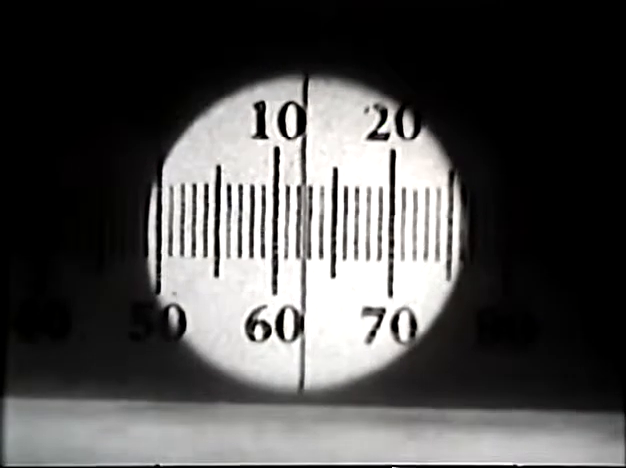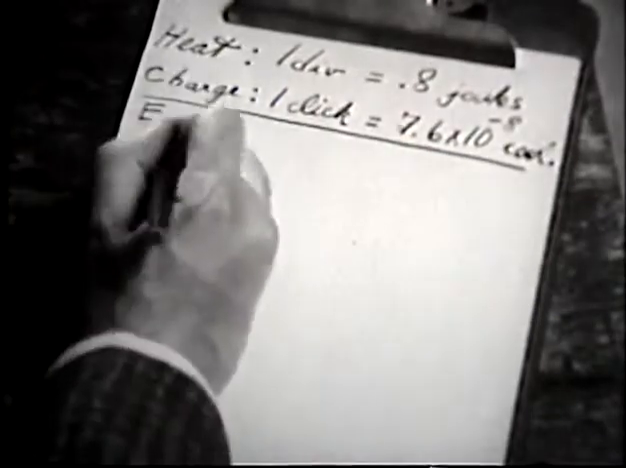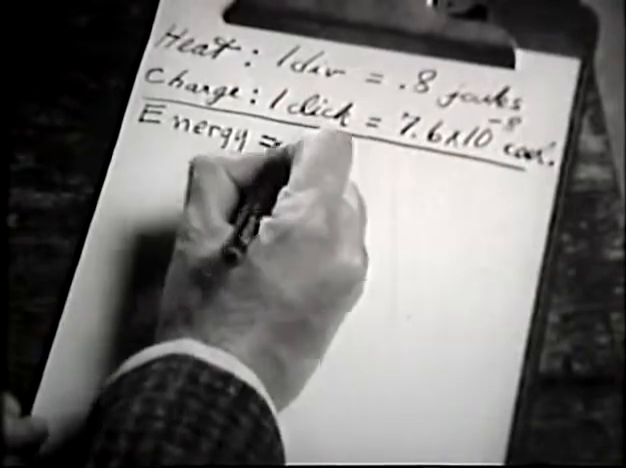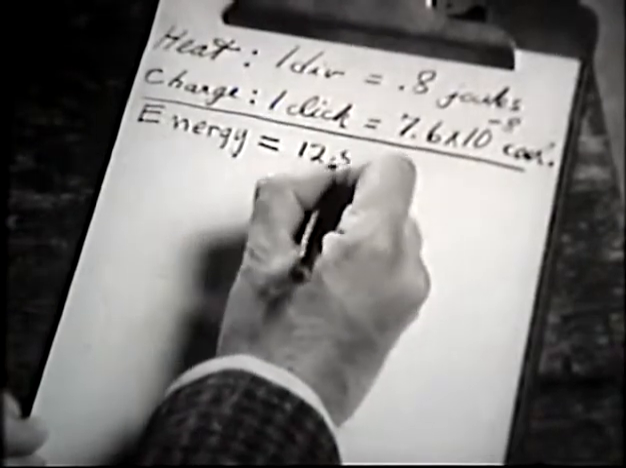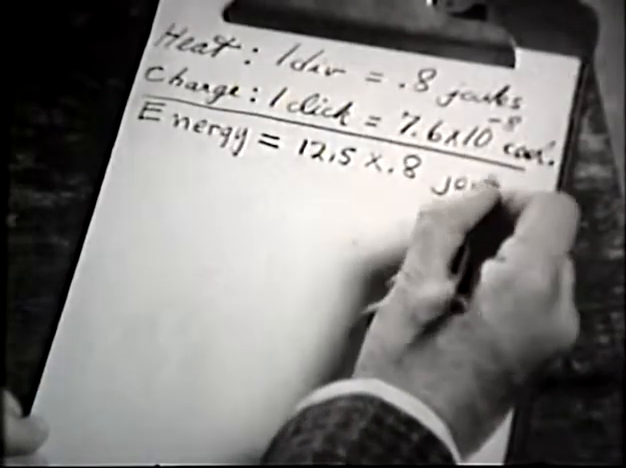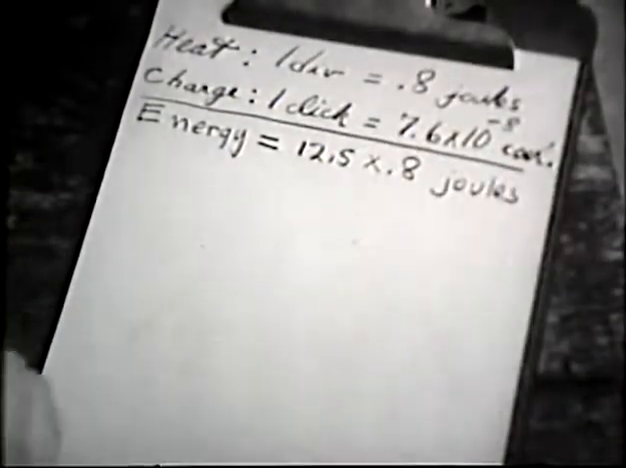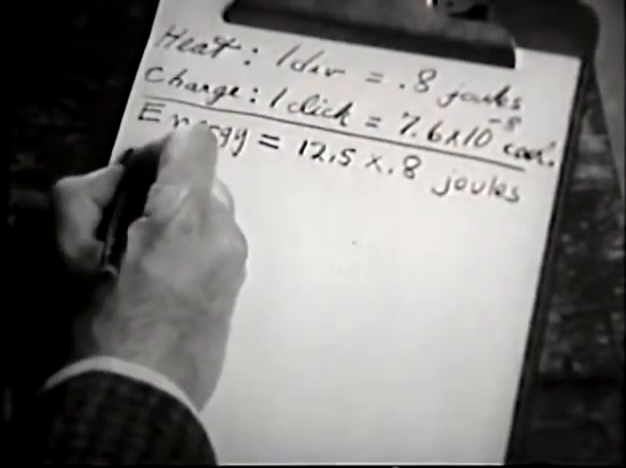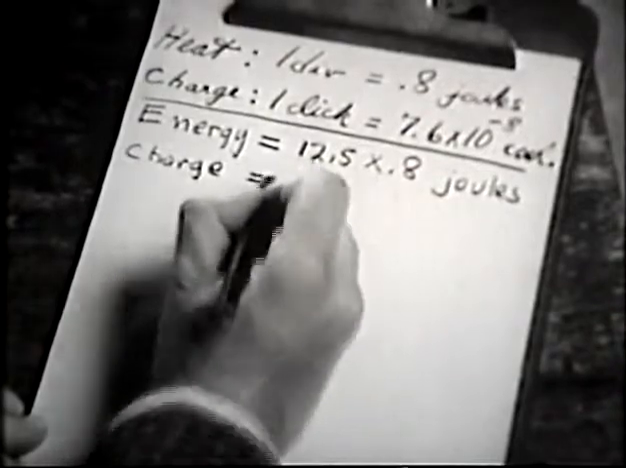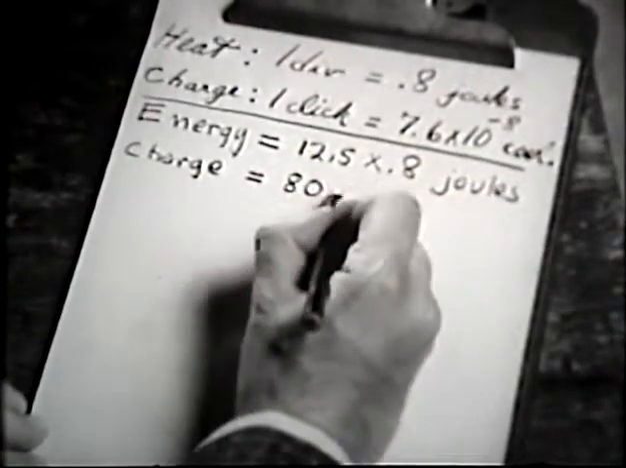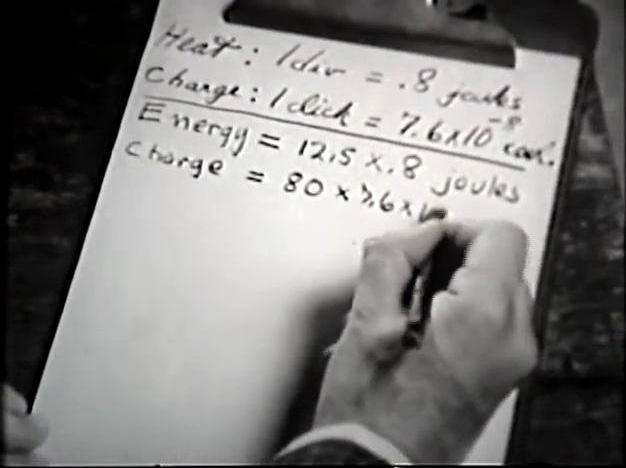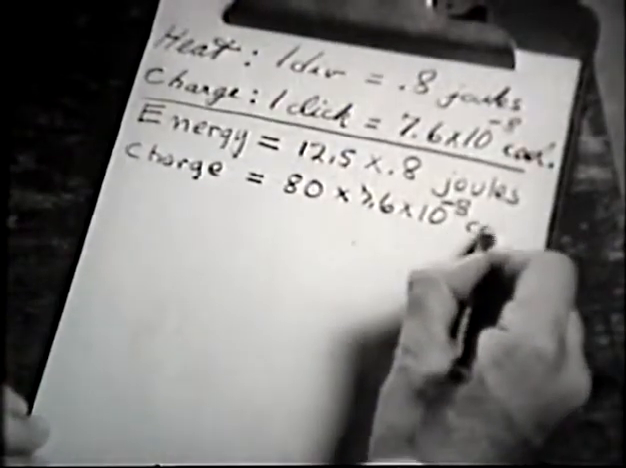...5 divisions. So the energy carried into the disk is 12.5 times 0.8 joules, and the charge carried into the disk is 80 times 7.6 times 10 to the minus 8 coulombs.